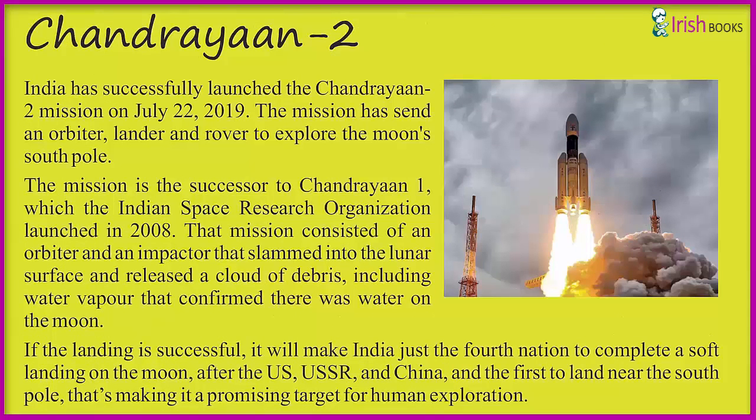India has successfully launched the Chandrayaan-2 mission on July 22, 2019. The mission has sent an orbiter, lander and rover to explore the moon's south pole. The mission is the successor to Chandrayaan-1, which the Indian Space Research Organization launched in 2008. That mission consisted of an orbiter and an impactor that slammed into the lunar surface and released a cloud of debris, including water vapor, that confirmed there was water on the moon.